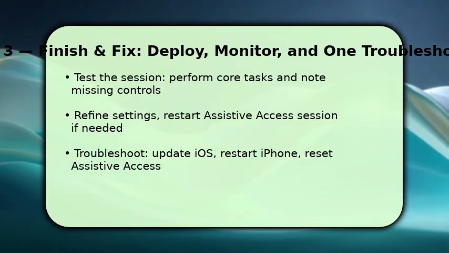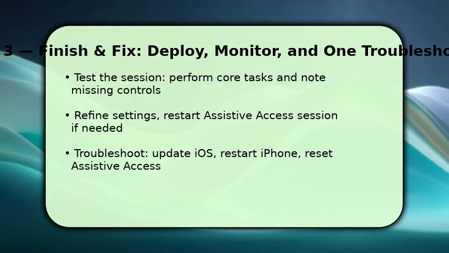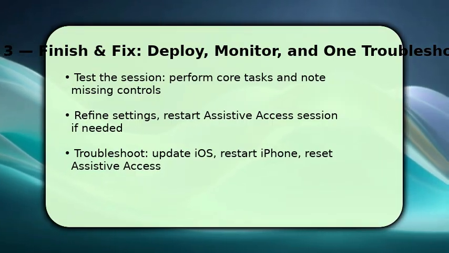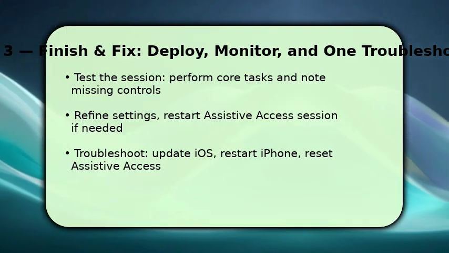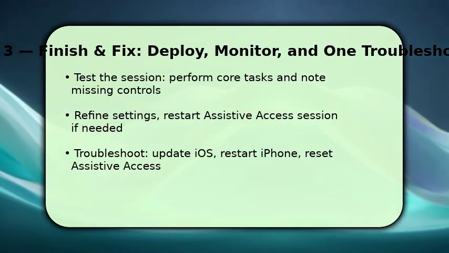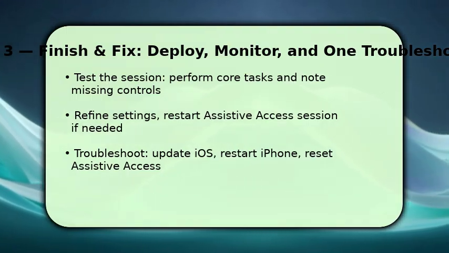If problems persist, update iOS and restart the iPhone to clear transient issues. As a key troubleshooting tip, reset assistive access only after you document settings, because rebuilding a custom profile is faster when you have a quick reference.